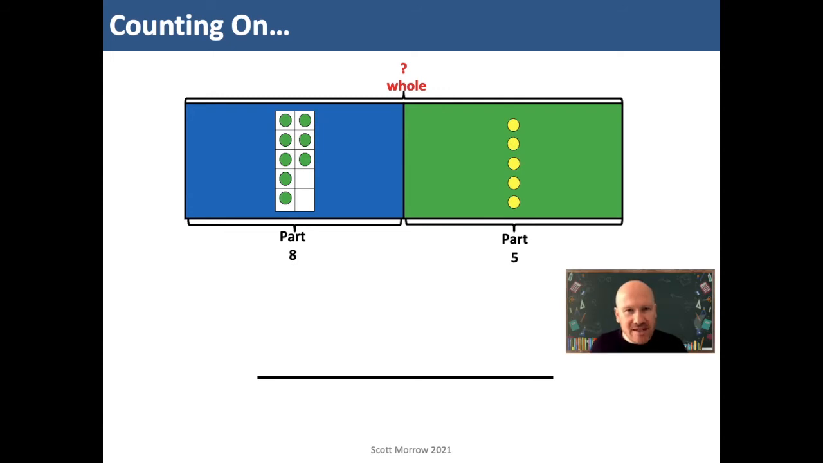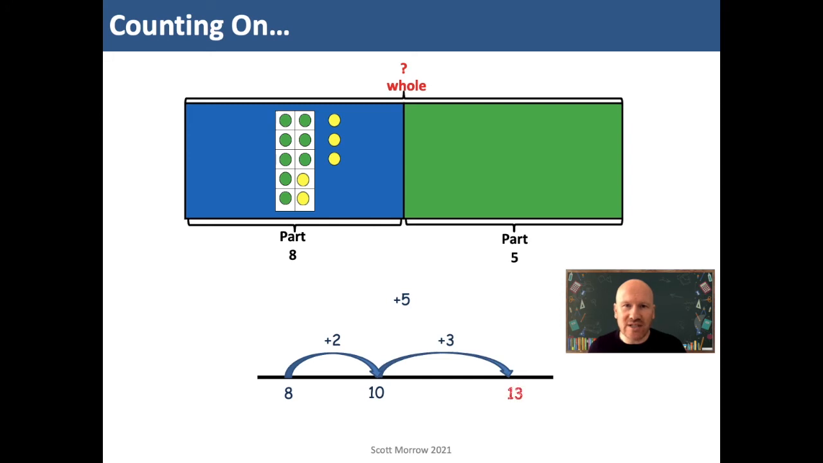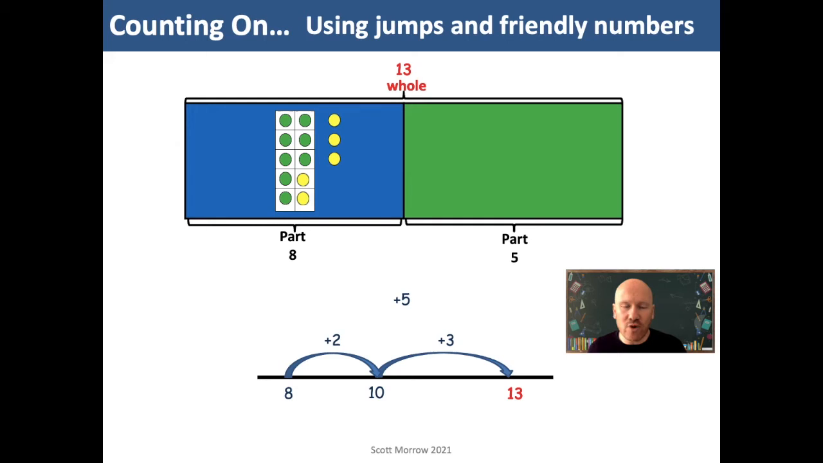Let's have a look at how we might solve this problem in a more efficient way. Let's start with the 8 again, only this time let's not count on 1 at a time. The tens frames are an excellent resource for developing efficiency because I can see that counting on 2 would get us to 10. So let's count on 2 and record this jump on the number line. Now that we're at 10, a friendly number, it's easy to count on the 3 to get to 13. We've solved this using 2 steps or jumps instead of 5 that we did before. We're becoming more efficient because we're using jumps to bridge to a friendly number.